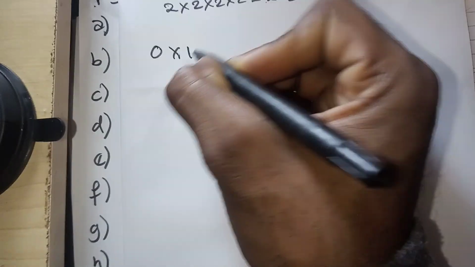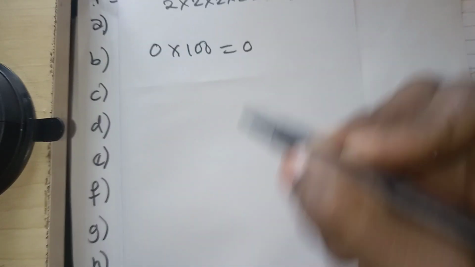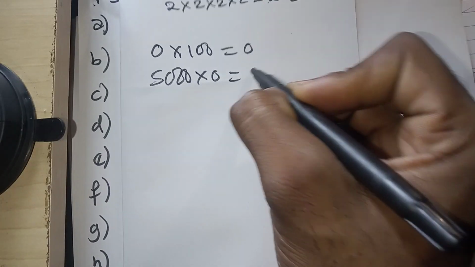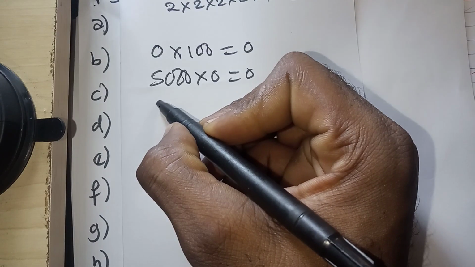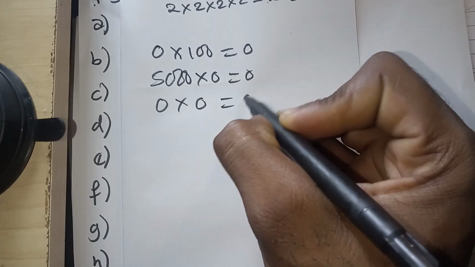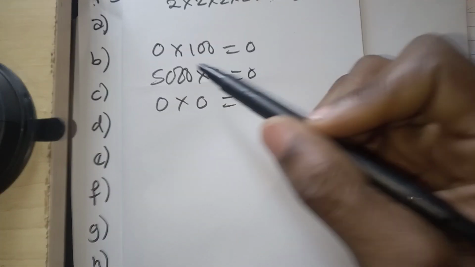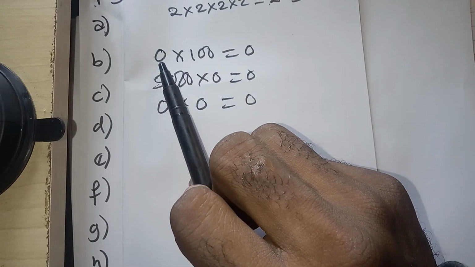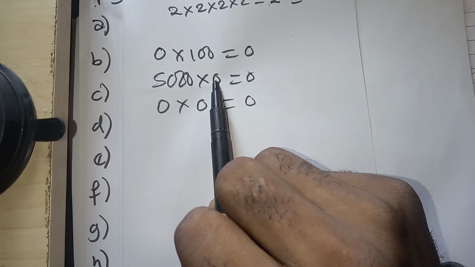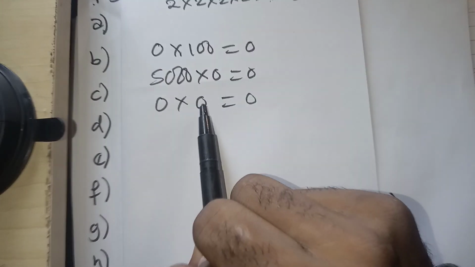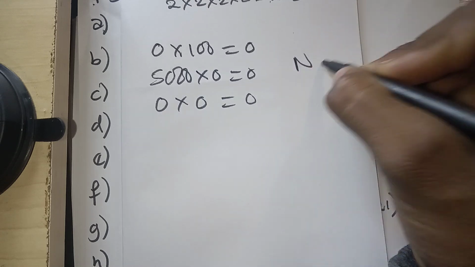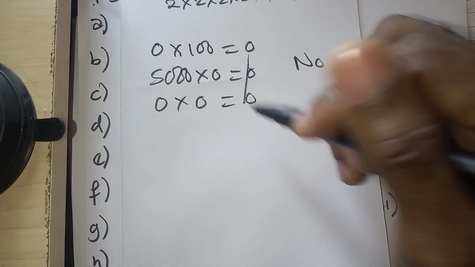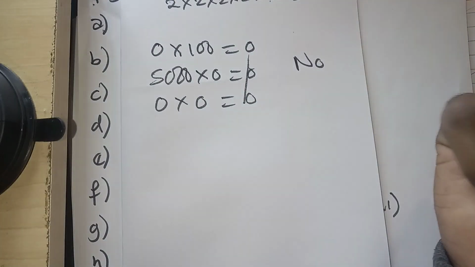We have 0 times 100 is equal to 0. We have 5,000 times 0 is equal to 0. We have 0 multiplied by 0 is equal to 0. So do you think the product would still be 0 if these two are not zeros? As you may have guessed, the answer is no. It's not possible to get a 0 when you are multiplying two non-zero numbers.